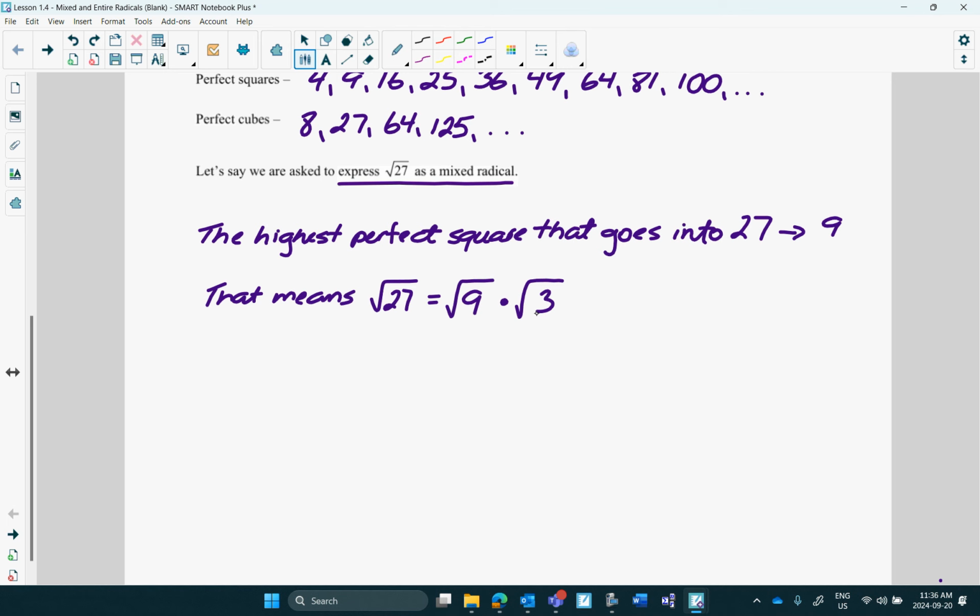Why did I do it that way? Because I can actually find this first one, can't I? What is the square root of 9? I can't find this without a calculator, so I just write it beside the 3. Notice that's a mixed radical. It's a mixture of a rational number and an irrational number. And the way that we would read this, 3 root 3, or 3 square root 3. Either one is correct.